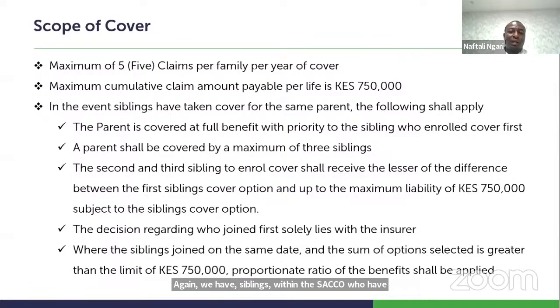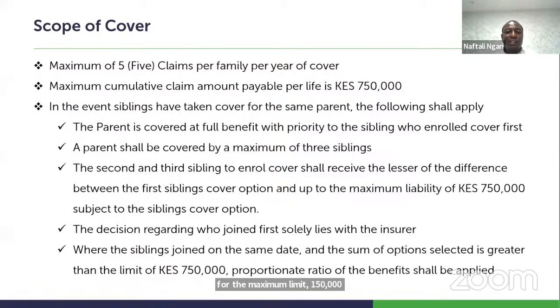So we have, for example, maybe I have a brother or a sister who is also a member of the circle, and we've both covered our mother. So we can only have a maximum of 3 siblings covering the same parents. The maximum amount payable per life is 750,000 for any life. So note that if we have, for example, 3 siblings who have taken cover for the same parent, we will only pay 3 siblings. That is, if it was for the maximum limit, 150,000.